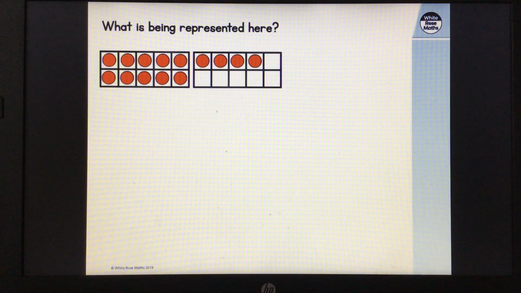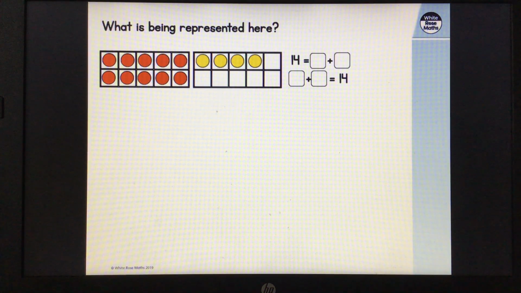What is being represented here? Not got 20 this time. I can see the 10 and 4 more. So 14. Yes, 14 is being represented here. 4 of them are yellow now. So 14 is the whole.